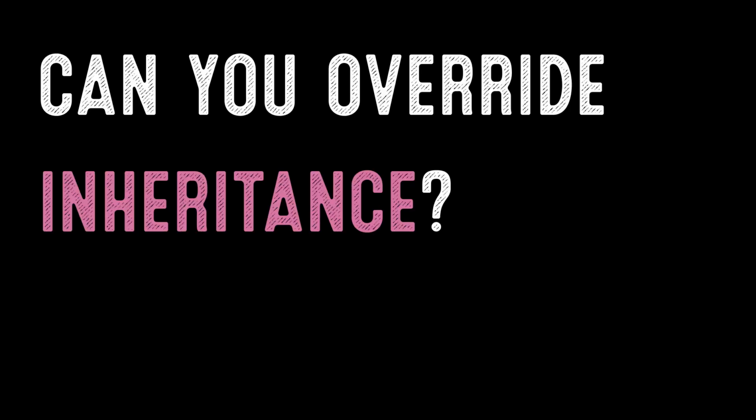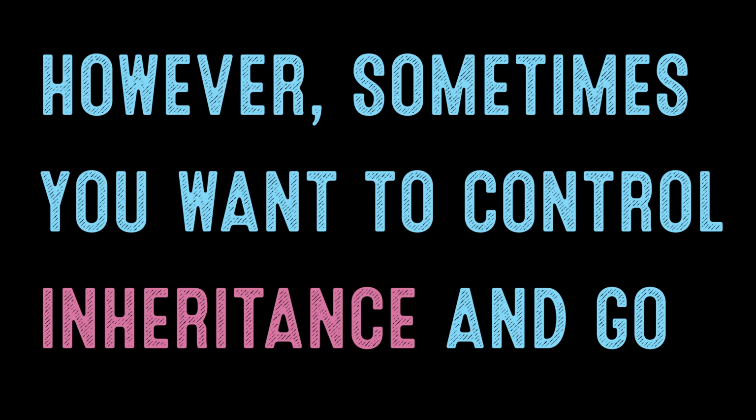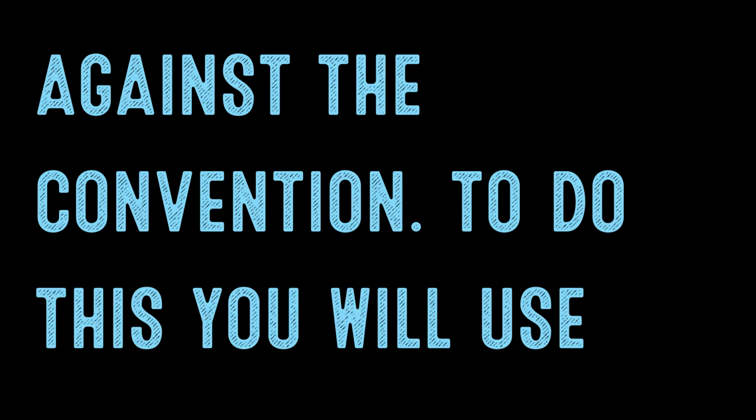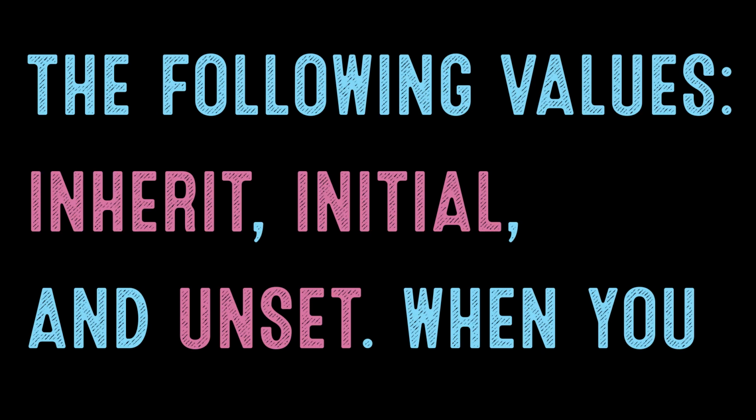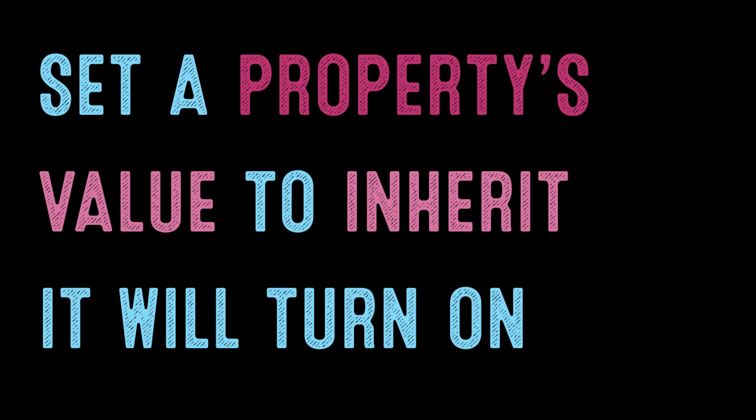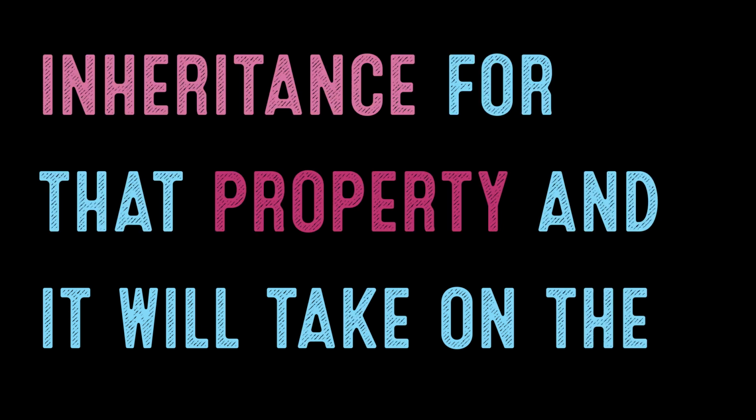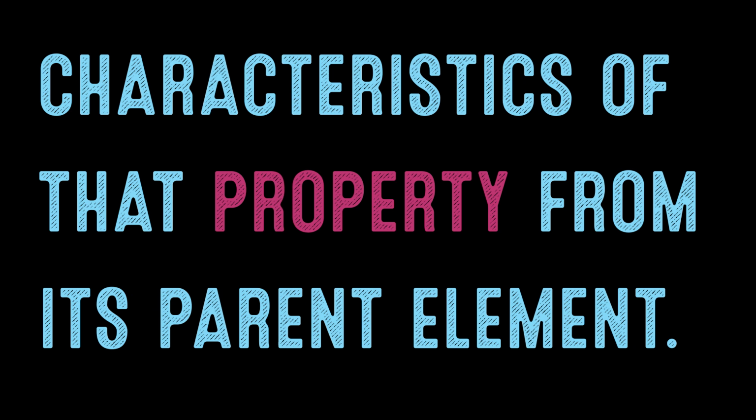Can you override inheritance? However, sometimes you want to control inheritance and go against the convention. To do this, you will use the following values: inherit, initial, and unset. When you set a property's value to inherit, it will turn on inheritance for that property, and it will take on the characteristics of that property from its parent element.